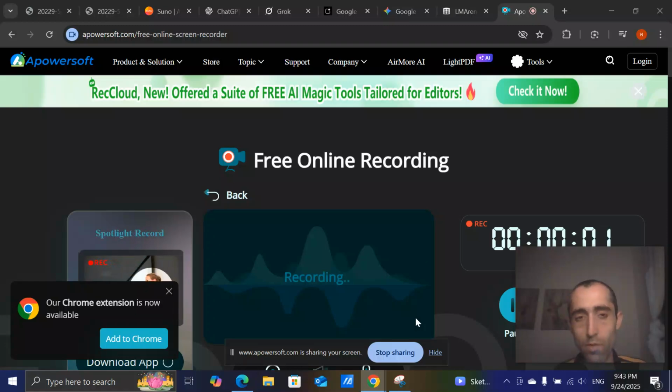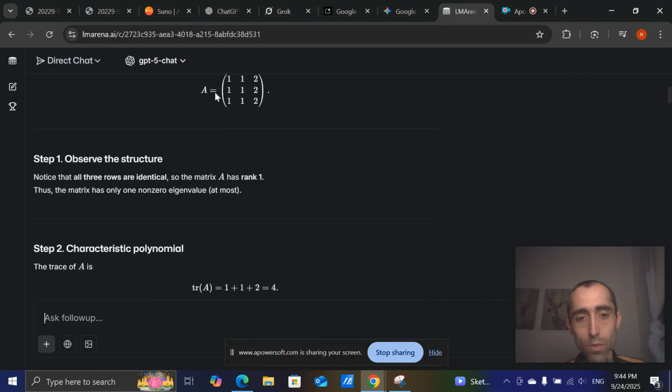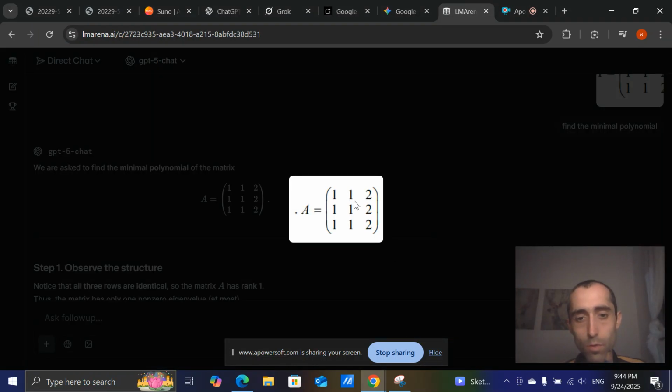Okay, so let's do an exercise of finding the minimal polynomial of a matrix. Let's start and we will do this one. This is our matrix. And the idea is to solve and find the minimal polynomial.